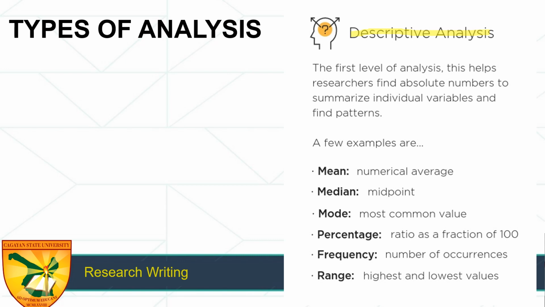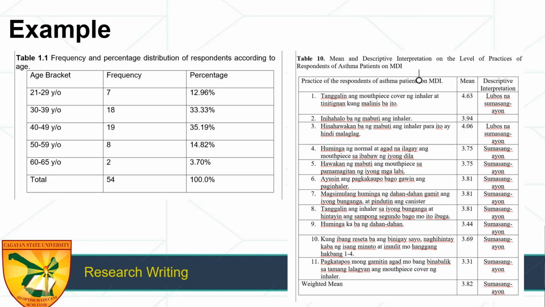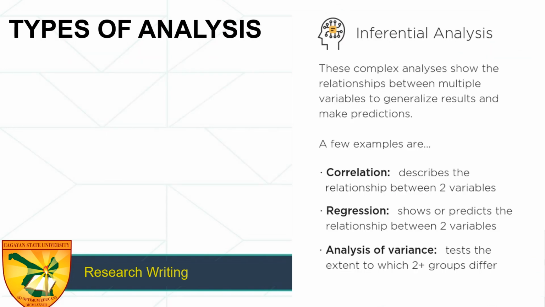So its capability to reduce a large amount of raw data to a few descriptive statistics greatly simplifies the task of data interpretation. We have here examples. In one table, you can already see the data of how many respondents, 54 respondents. This table is an example of a frequency and percentage distribution table. Another example here is using mean and descriptive interpretation. Here you will see the average and the total mean score of how many respondents and the descriptive interpretation of this mean.